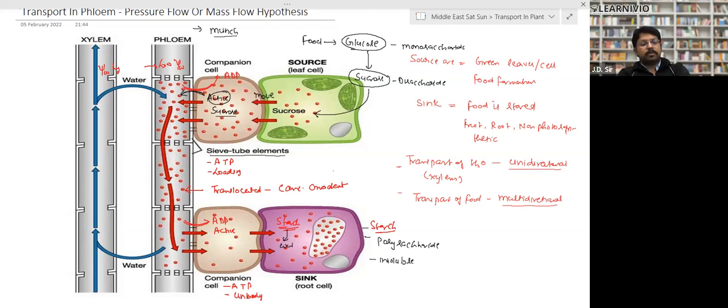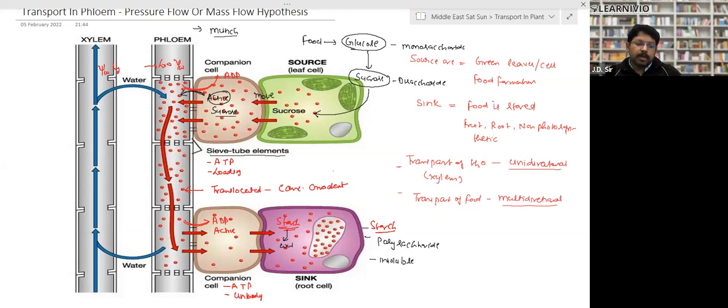Starch is insoluble in water. Hence, water comes back to the nearby xylem element as it gets separated from the organic food. Right?